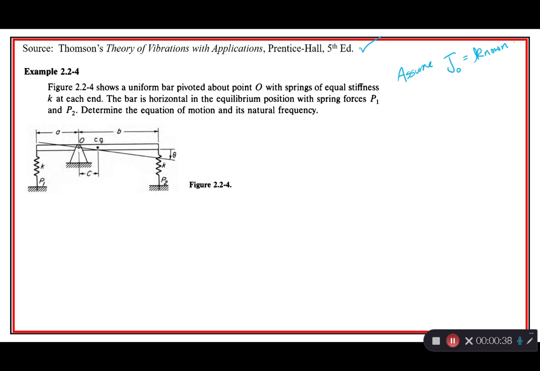So this shows a uniform bar that's pivoted about O with springs of equal stiffness K on both sides at each end. The bar is horizontal in the equilibrium position with spring forces P1 and P2. Right, so those spring forces must be the static spring forces. Determine the equation of motion and its natural frequency. Okay.